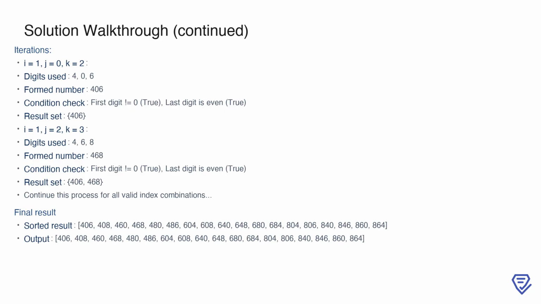Finally, we sort the result set to produce the output in ascending order. The sorted result for this example is 406, 408, 460, 468, 480, 486, 604, 608, 640, 648, 680, 684, 804, 806, 840, 846, 860, 864, which is returned as the final output.